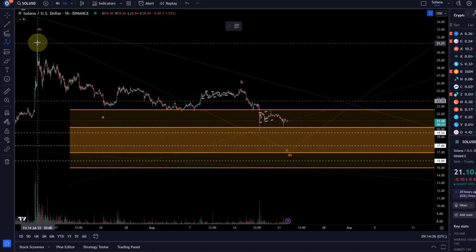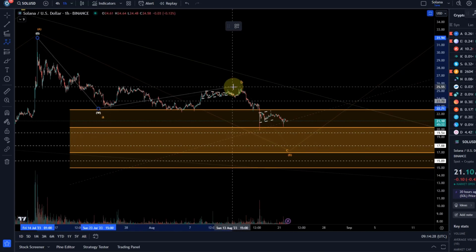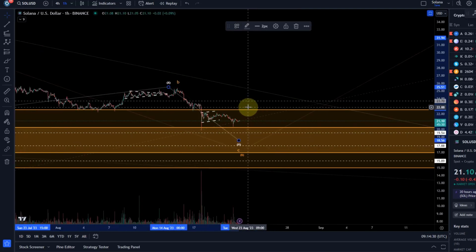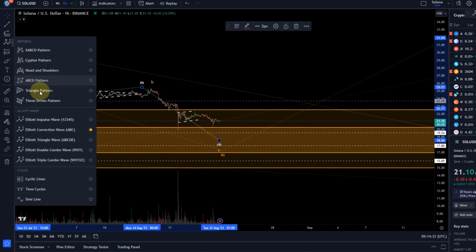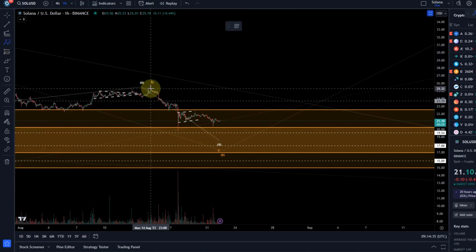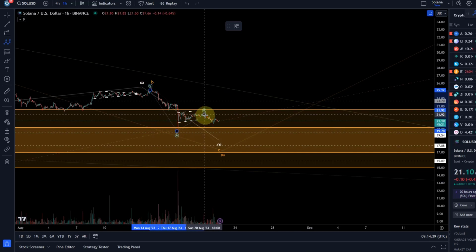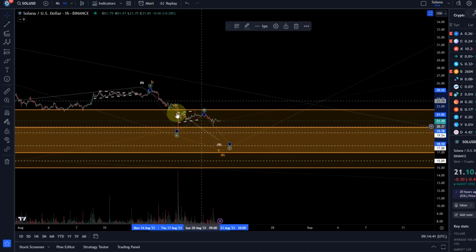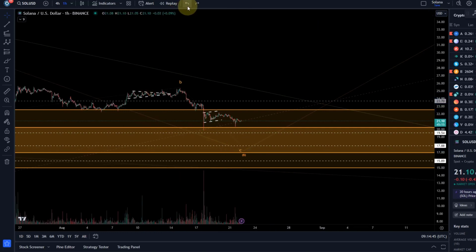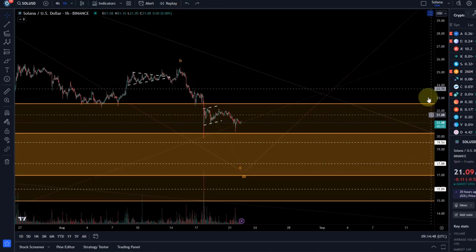Now another potential would be to count that as a WXY structure, and in a WXY we can also say that we had here possibly this could all have been an A wave, again, a B wave triangle, and we come down in wave C. So there are different potentials. At the moment, it just doesn't look as if the low is already in. It could be because we're in the support zone.